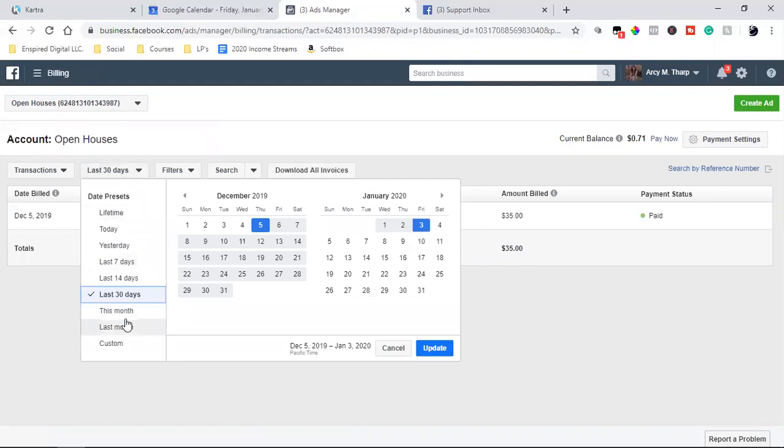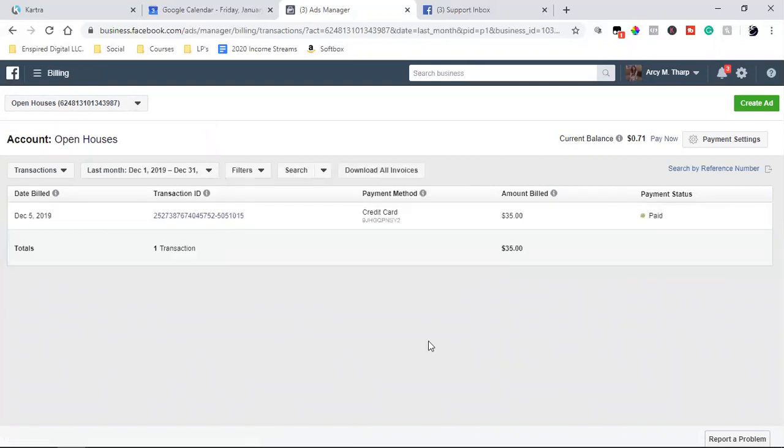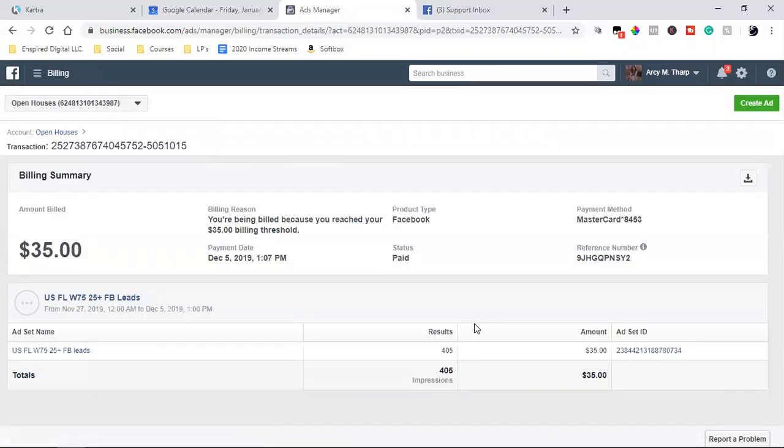So if we look at just December, the transactions in here were $35. That was paid December 5th. Yes, and what is that? He did it, and what is that? This is FB leads, US, Florida. I think that's the one he did. Yeah, so it would have been this one. 25 plus to 70. Actually, I don't know if that's 25 plus on age. You can't target age, but I don't know what that. Playing around with it. Yeah, okay.